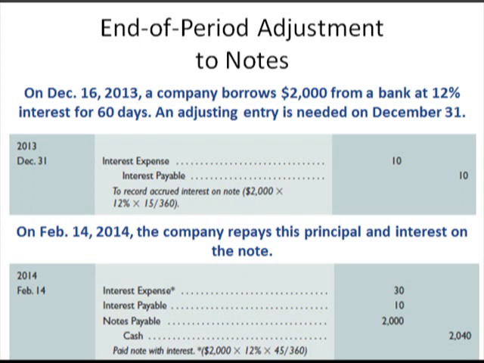Then on February 14th, when they pay the whole thing, calculate the rest of the interest expense, the other 45 days, get rid of the interest payable from up here, get rid of your note payable, the whole $2,000, and credit cash for the entire amount.